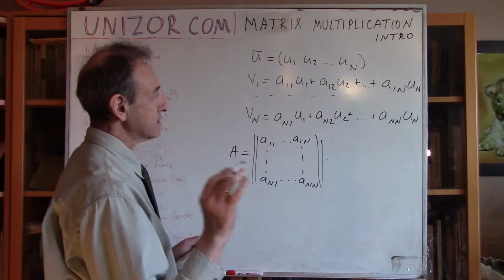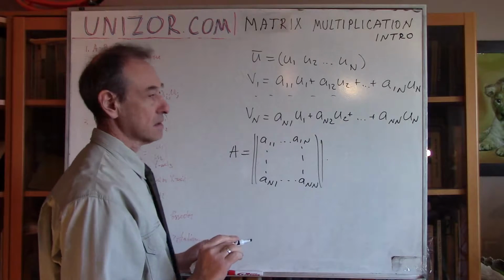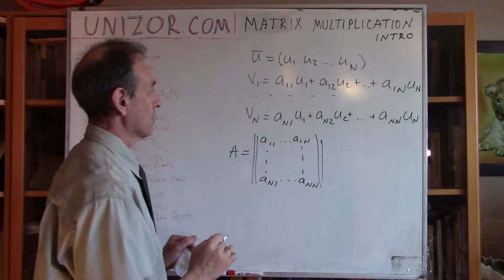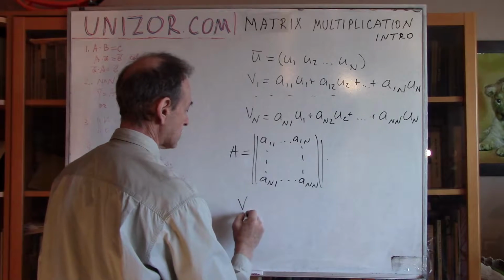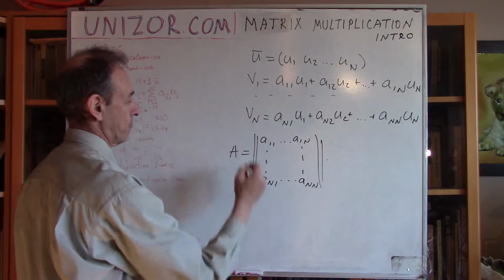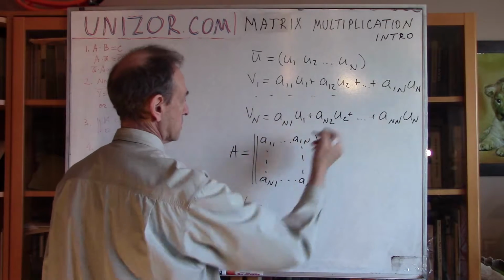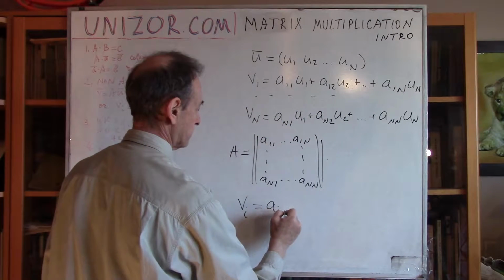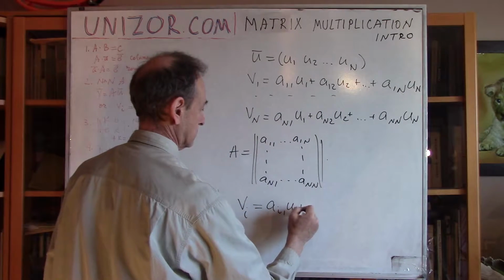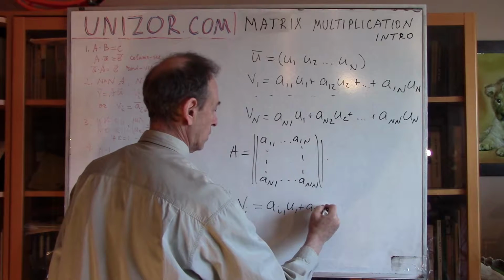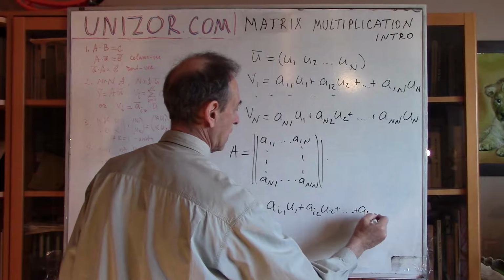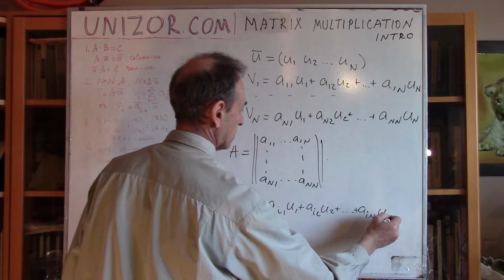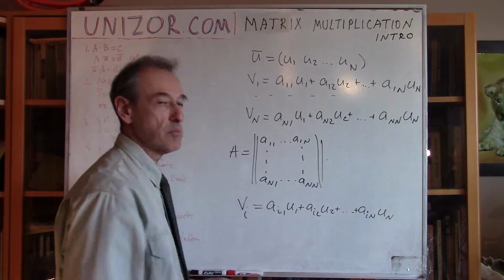Now, let's think about this in slightly shorter format. What is the ith coordinate of the v? Well, the ith coordinate from this would look like this: a_i1 u1 plus a_i2 u2 plus etc. plus a_in un. Now, what does it remind you?